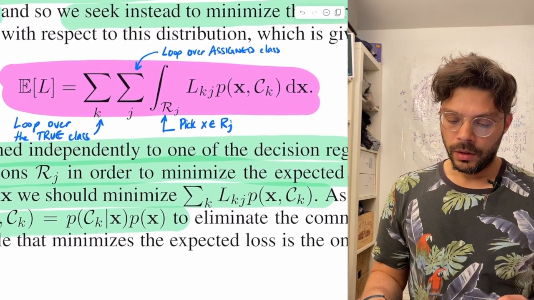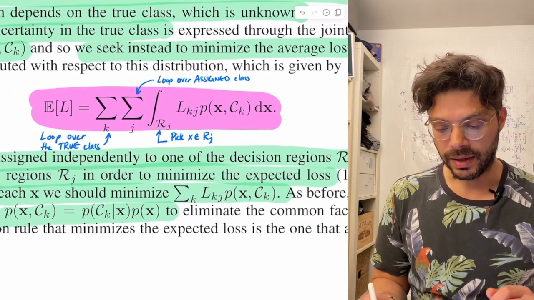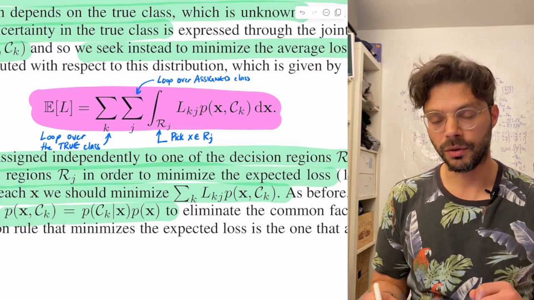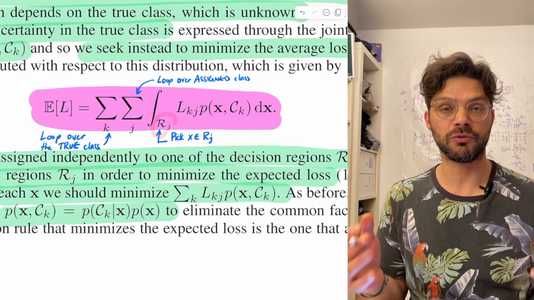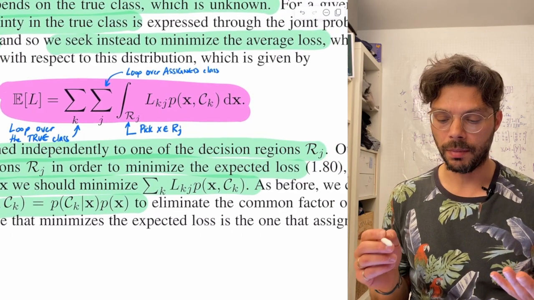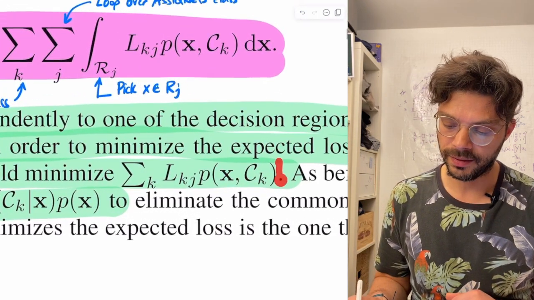So now he next states that the game is of course picking these assignments to the classes, essentially setting up these regions. So how do we do that? He says, well, the thing we should minimize over J, over the assigned class, is this quantity.